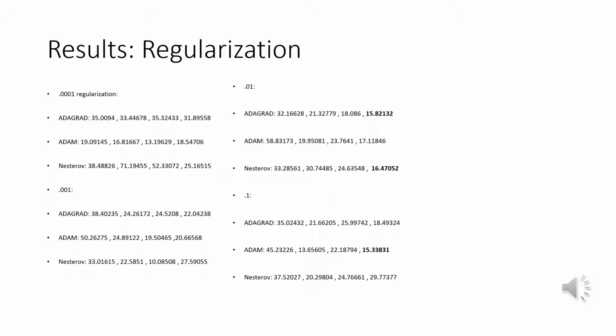But then these learning rates that I found were then used to find a regularization rate. So after determining the learning rate from the previous slide, we can see the different regularization rates that I tried, 0.0001, 0.001, 0.01, and 0.1. Here we see that the higher regularization, so the more smoothing, had a better effect, with the highest regularization being the best for Adam and the 0.01 being the best for Adagrad and Nesterov.